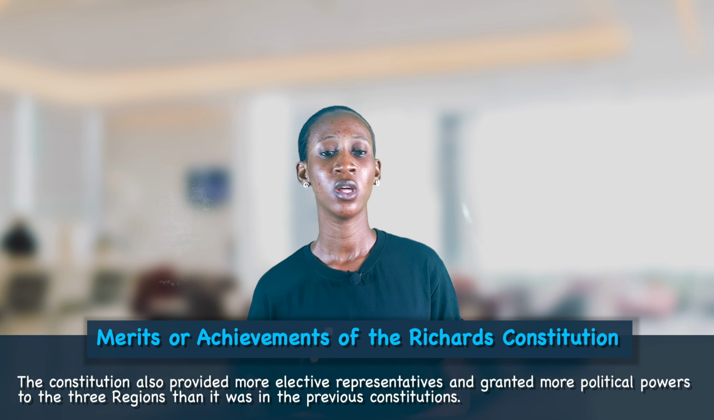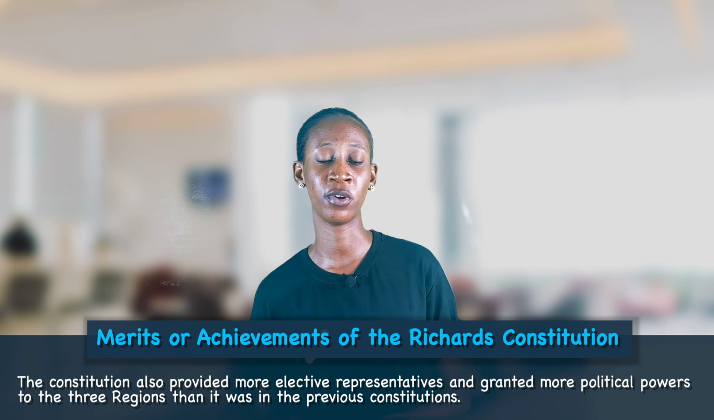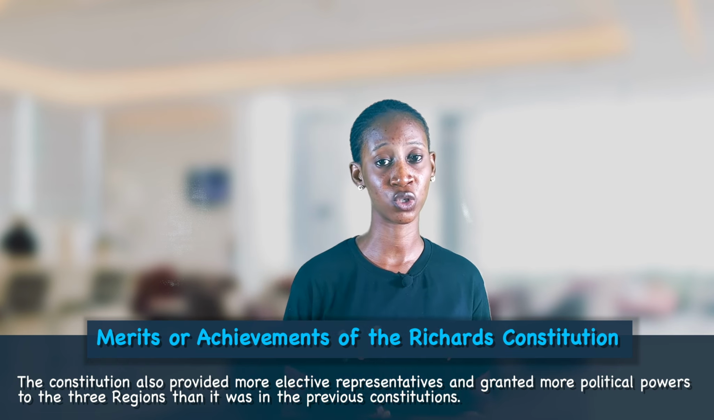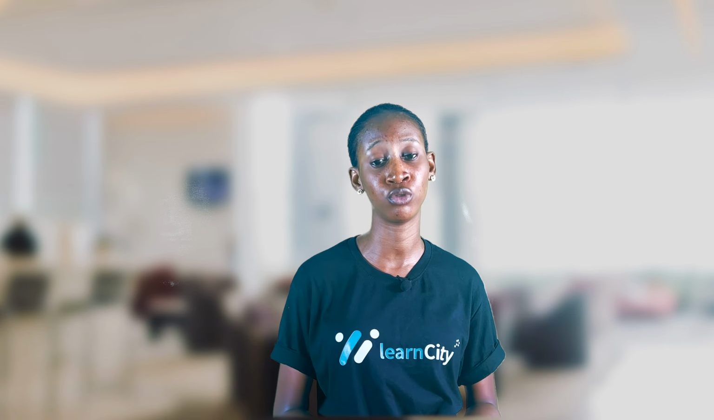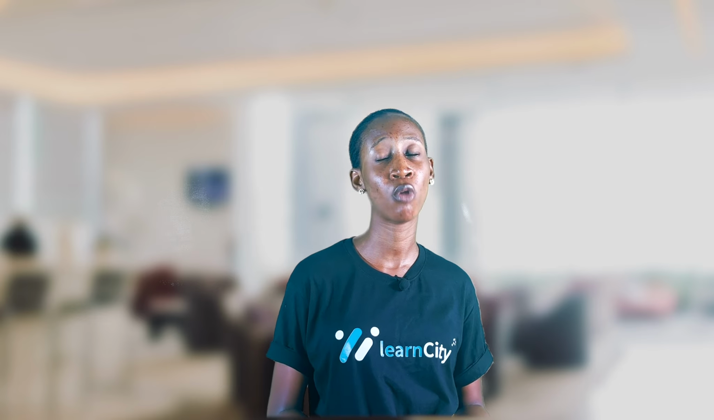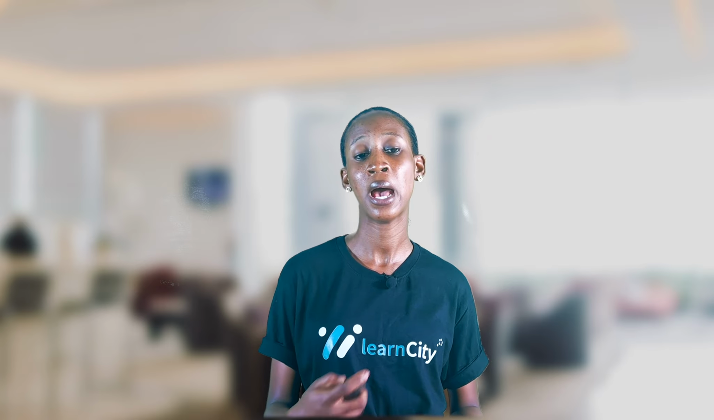The Constitution also provided more elective representatives and granted more political powers to the three regions than it was in the previous Constitution. So, Macpherson's Constitution provided room for more elective representatives and granted more political powers to the regions. It provided room to elect more people into the Legislative Council, and it gave more political powers to the three regions than the previous Constitution, that is, Richards' Constitution, had given the regions.